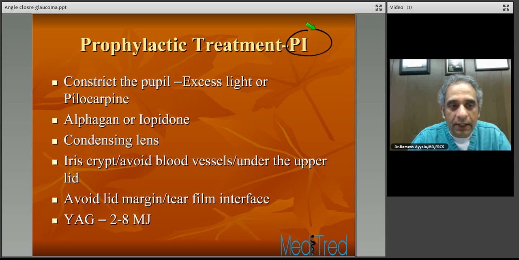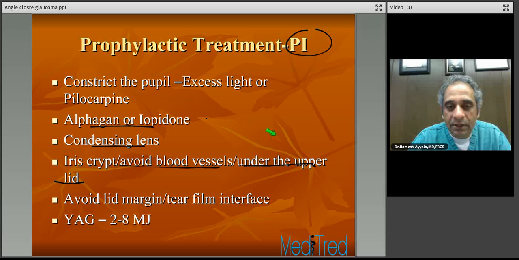So the way to do that is to constrict the pupil. Remember, excess light or pilocarpine can be used to constrict the pupil at the slit lamp. You want to use a drop of Alphagan or Iopidine prior to prevent pressure spikes. You can use a condensing lens, such as the Abraham. And you want to choose an iris crypt, and you want to avoid blood vessels in the iris. And classic treatment is to place this under the upper lid.